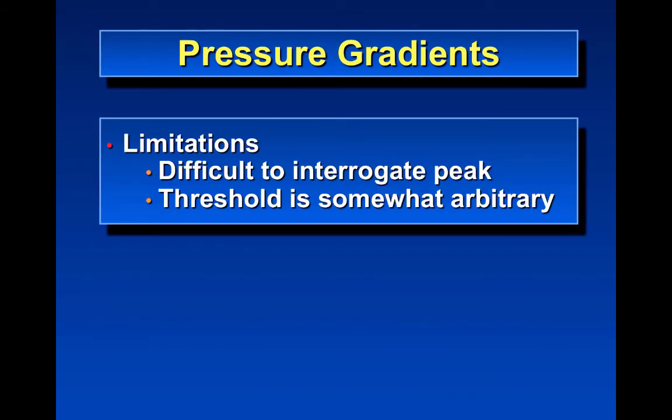So, limitations of pressure gradients by MR. Well, first of all, it may be difficult to interrogate the peak. Secondly, the temporal resolution of MR may be lower than that of echocardiography, so we may not be as accurate. In addition, the threshold number that we use is somewhat arbitrary, whether we're going to use 15 millimeters of mercury or 20 millimeters of mercury. I don't know in any one particular patient what the threshold pressure gradient should be.